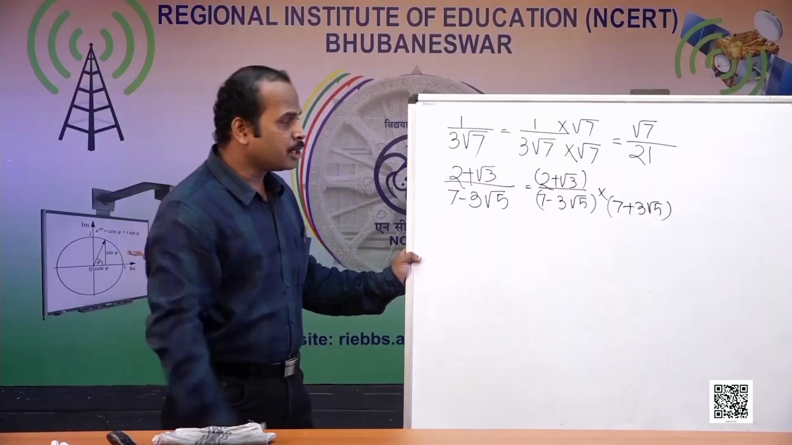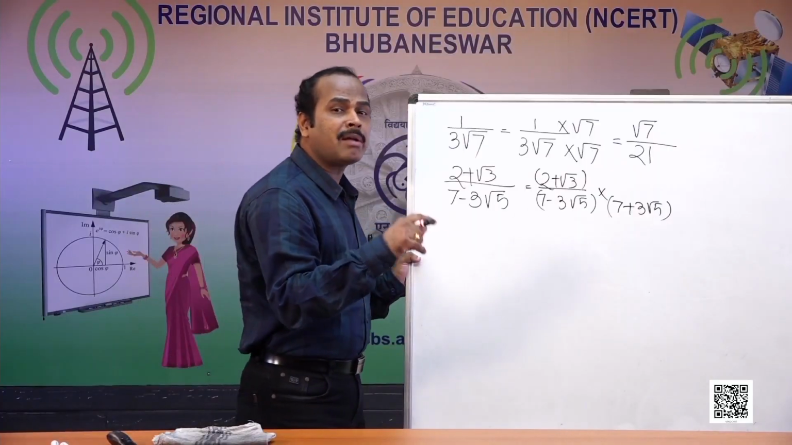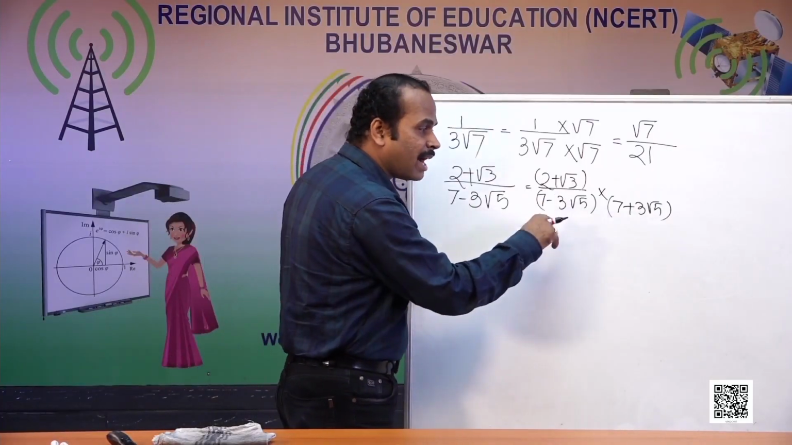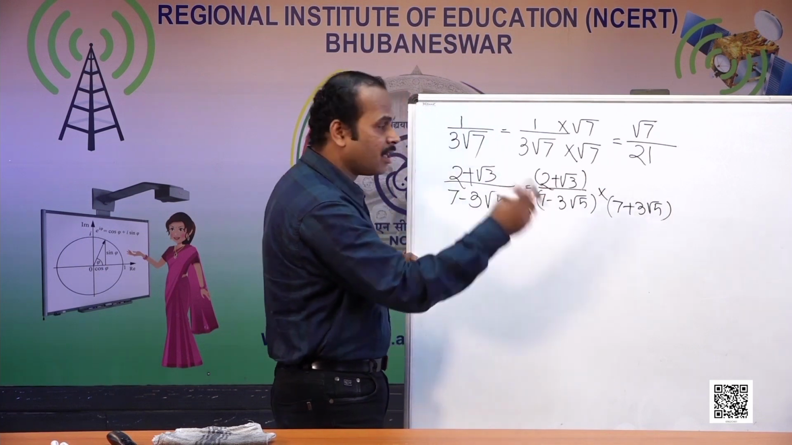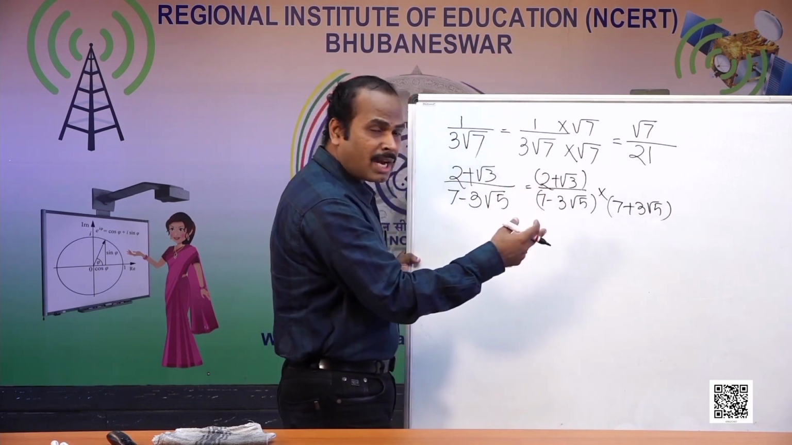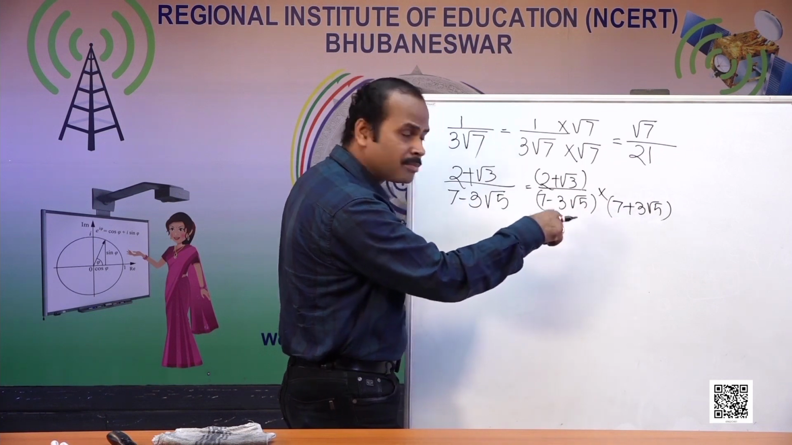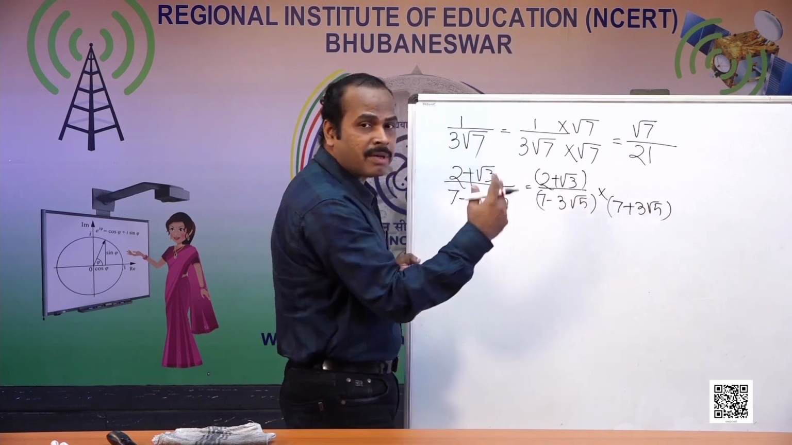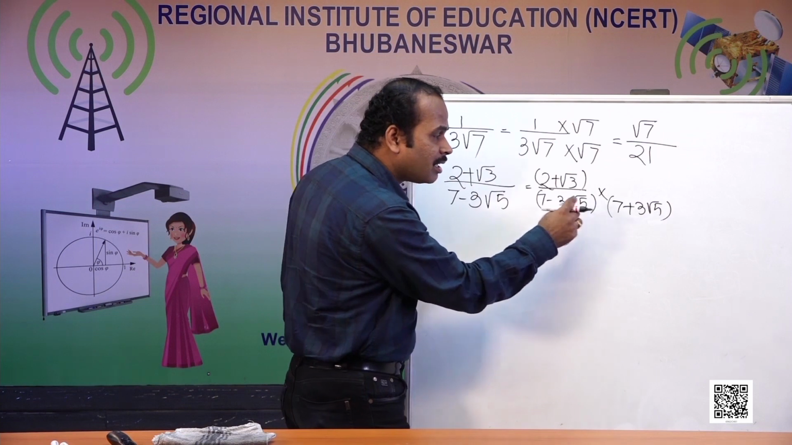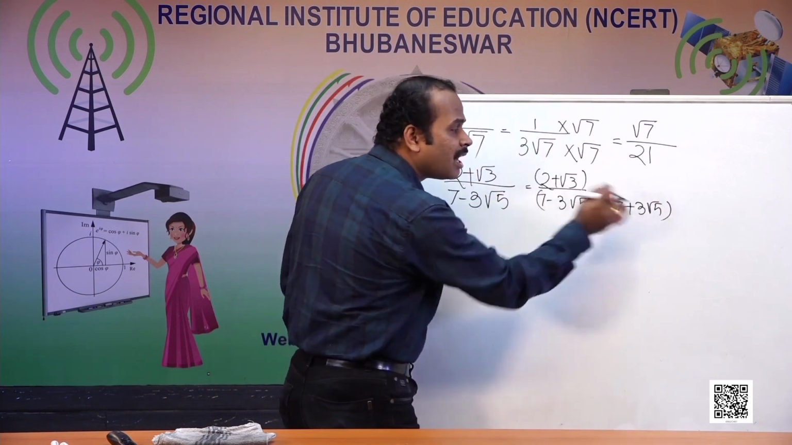When I multiply these two numbers, I will find it is a square minus b square, meaning 7 square minus 3 root 5 whole square. So 7 square becomes 49 and 3 root 5 square becomes 9 into 5 is 45. In that case, you will find this denominator becomes completely rational.